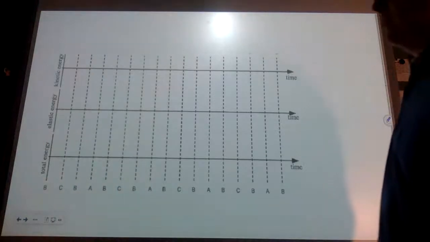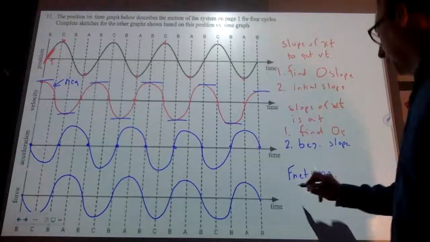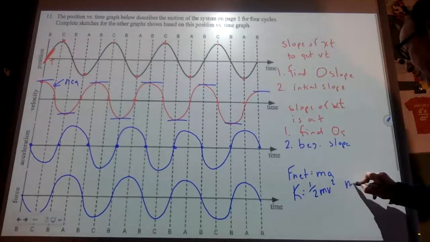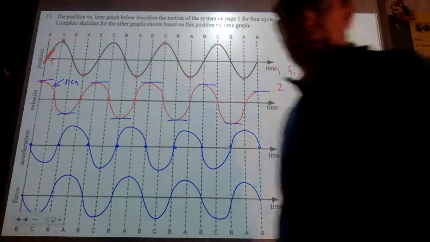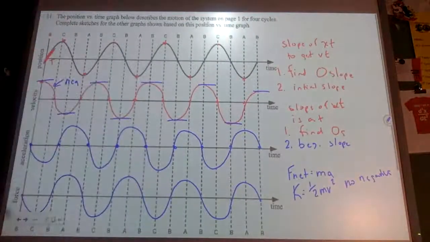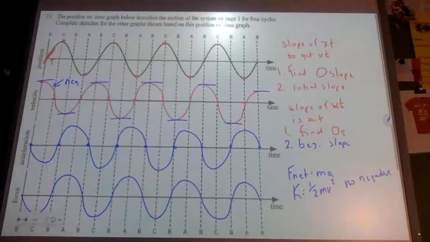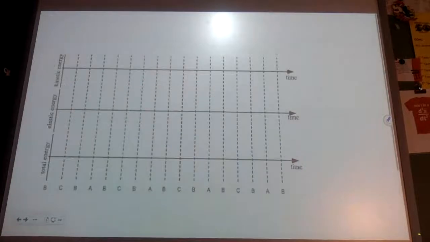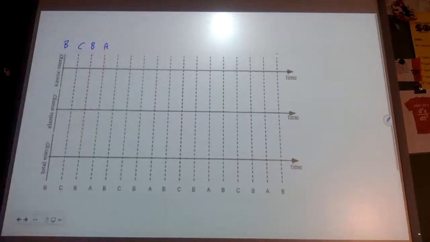Kinetic energy. Kinetic energy is going to be the same as velocity. So K is 1/2 mv squared, but there's going to be no negative values. So if I look at my velocity graph, at B's, I have maximum speeds. I'm going to have maximum kinetic energies. And I have zeros at A and C. So it starts at B, right? So B, C, B, A.